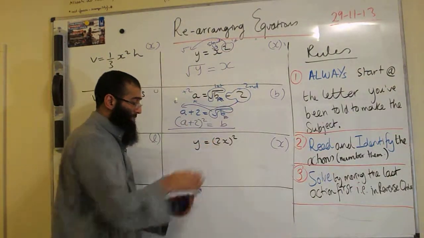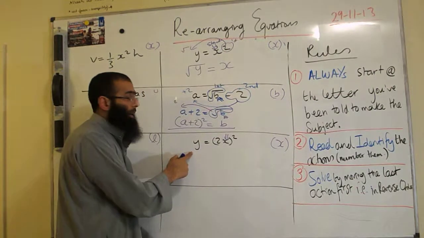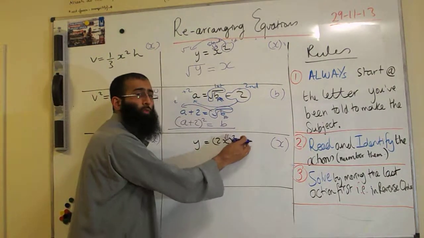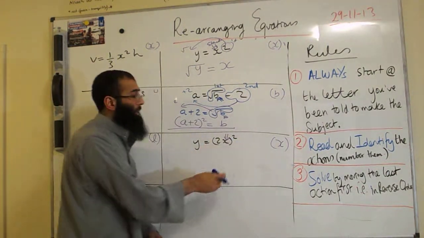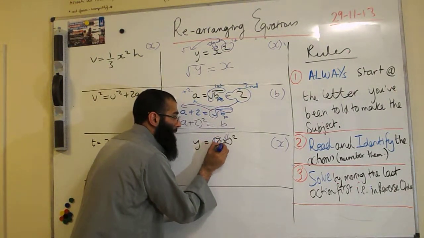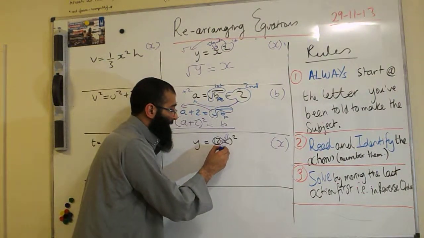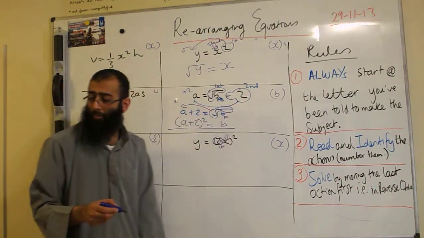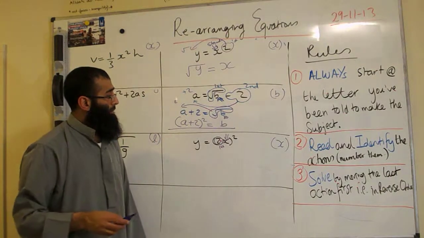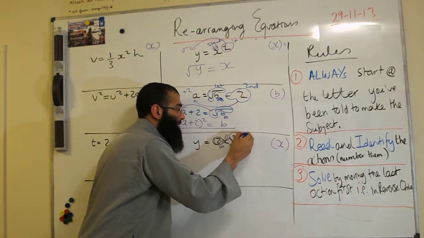Here's our next question. We have to make x the subject, so we look at the x. This reads y is equal to 2x, all of it squared. So we start at the x. The first action is times by 2. That's called the first action. The second action is square. That's the second action.